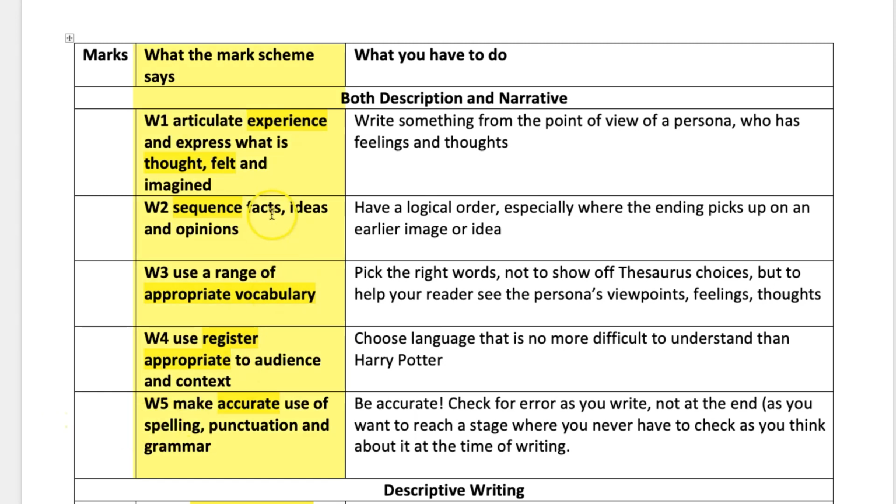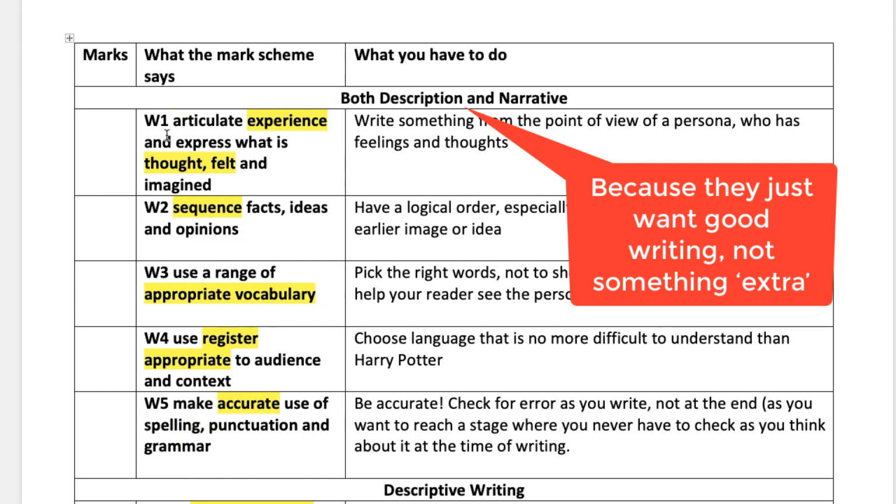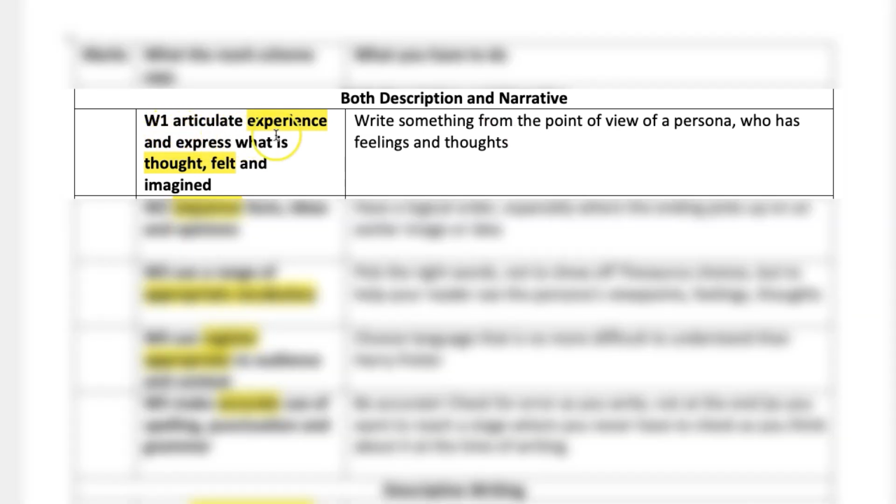So let's start with the general stuff in the mark scheme, which is this column here. And as we go through this, you'll notice that the word description doesn't even appear. So for assessment objective 1, you have to articulate experience and express what's thought and felt. Well, what does that mean for your writing? It really means that you have to place someone in it who has experiences, thoughts and feelings. So you really need to invent a persona from whose point of view you can tell this.